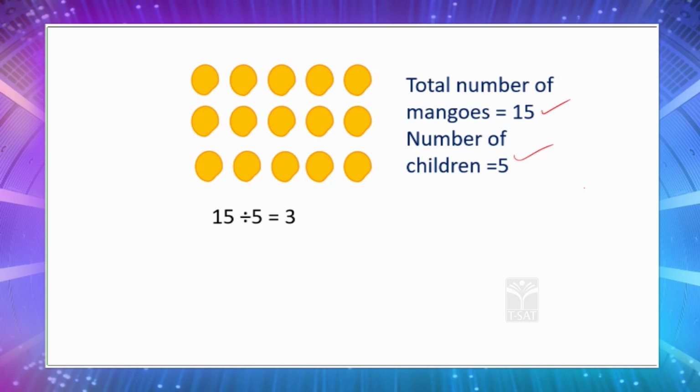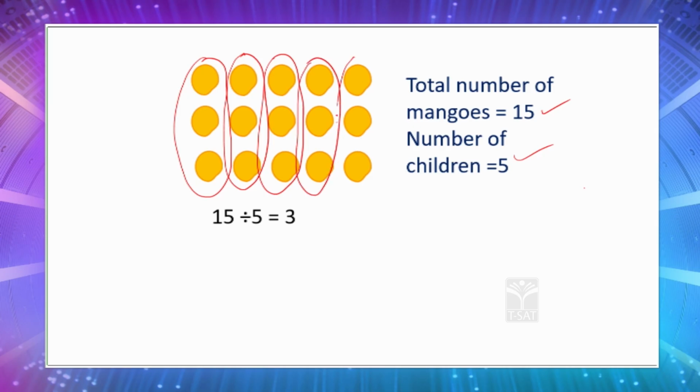In each group how many mangoes will come? So this is for one group, this is for the second group, this is for the third group, this is for the fourth group, and the remaining one is the fifth group. So 1, 2, 3, 4, 5 groups. When we arrange 15 mangoes in 5 groups, in each group there are 3 mangoes. So when 15 is divided by 5, we get 3. Why? Because 5 threes are 15.